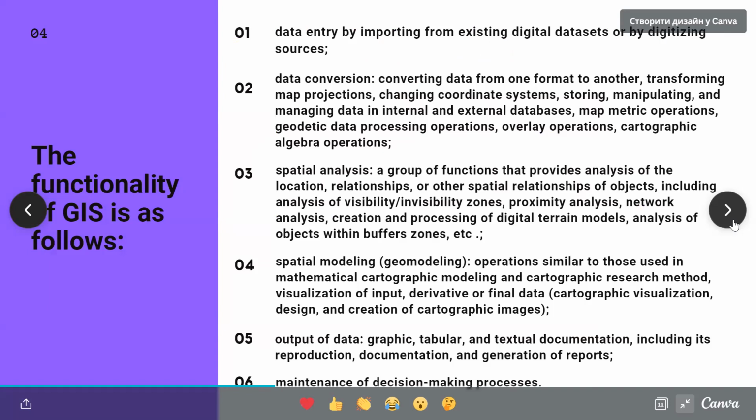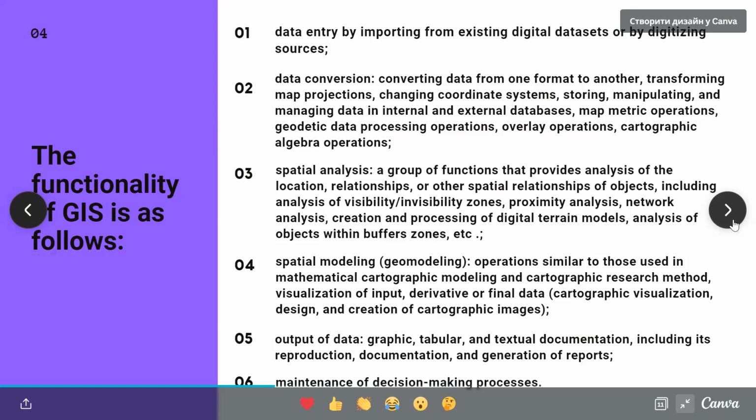The functionality of GIS is as follows. First, data entry by importing from existing digital datasets or by digitizing sources. Data conversion, converting data from one format to another. Transforming map projection, changing coordinate system, storing, manipulating, and managing data in internal and external databases. Map metric operations, geodetic data processing operations, overlay operations, cartographic algebra operations.